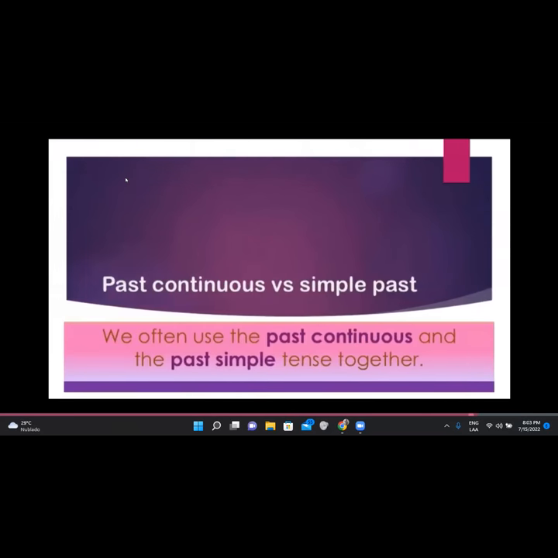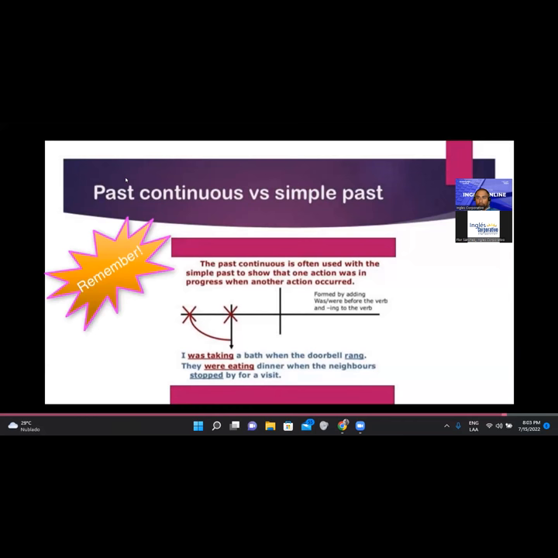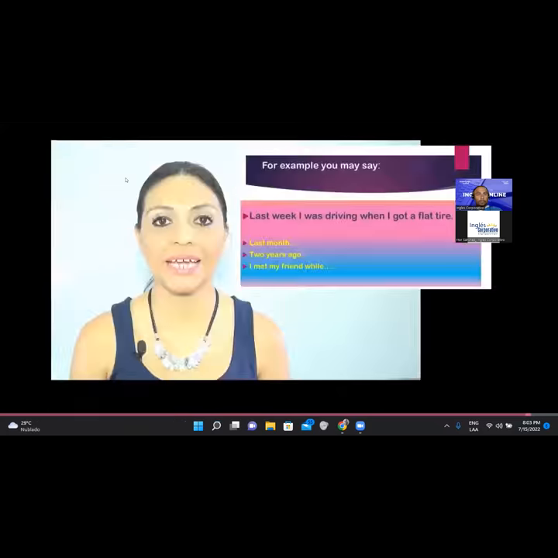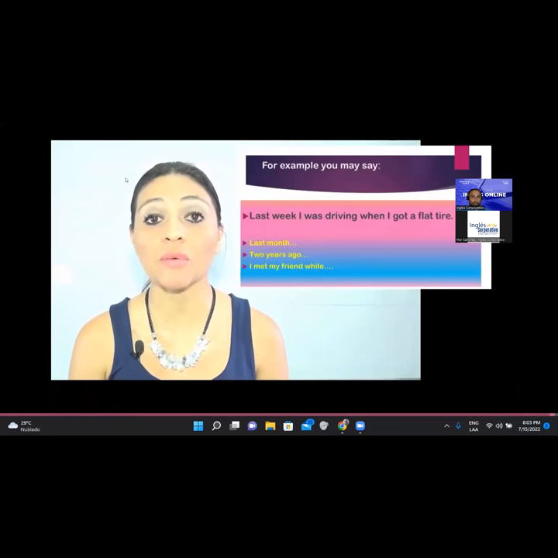Past continuous versus simple past. We often use the past continuous and the past simple tense together. The past continuous is often used with the simple past to show that one action was in progress when the other action occurred. I want you to take a look at this diagram and try to make sense of it. Now work on the following statements. You may do it with your own information. For example, you may say, last week, I was driving when I got a flat tire. Remember to use both tenses just like I did.